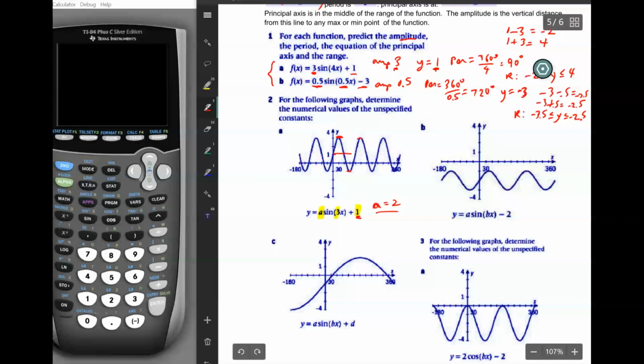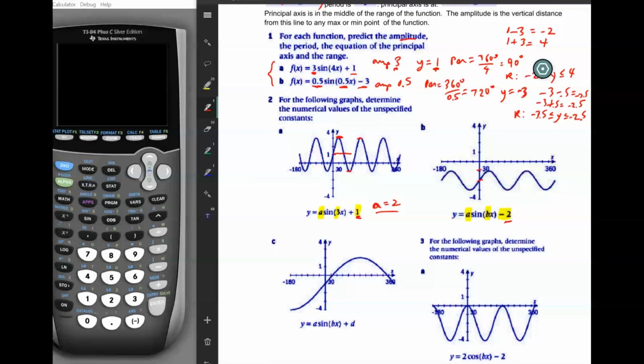So in B, they're looking for 2 values, and then they give us the D value. They want to know what A and B are, and they tell us that the D value is -2. Does it look like the height of the middle of the function is at -2? It does, right? Because it's -1, -2. So the middle of the function is at height -2. So we have confirmed that value. Let's look at A and B.